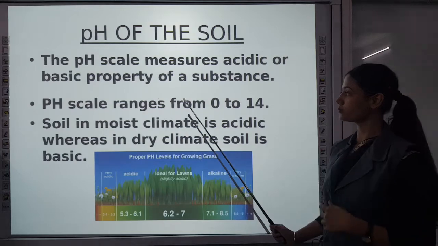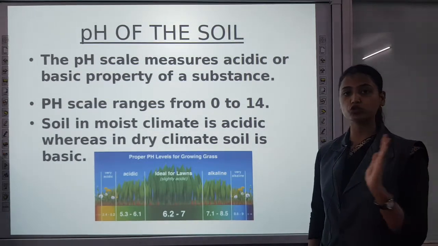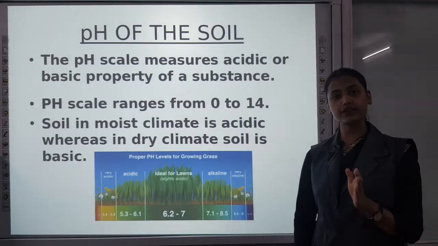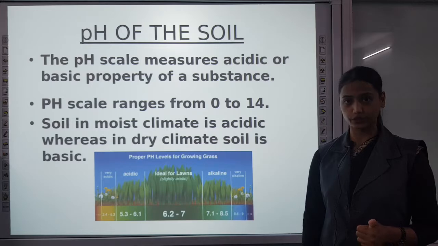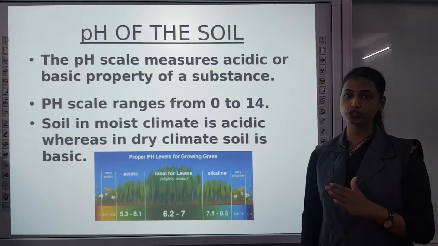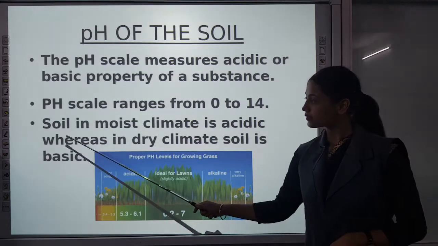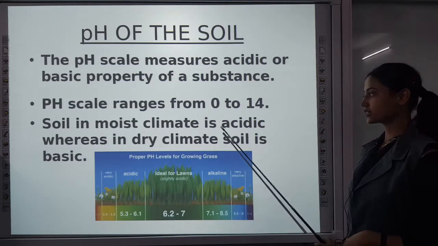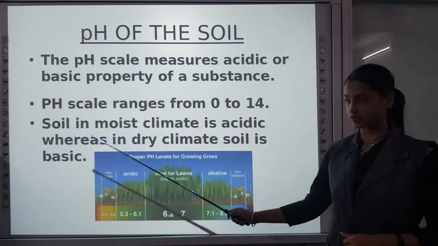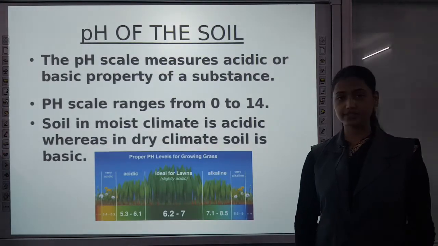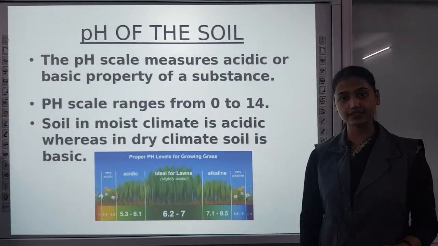It ranges from 0 to 14. You know the range of pH scale. It varies from 0 to 14. From 0 to 7 it is acidic. The number 7 represents the neutral, and from 7 to 14 it represents the basicity of any substance. Soil in moist climate is acidic, whereas in dry climate soil is basic. The region which receives rainfall, which is wet, has the acidic nature.